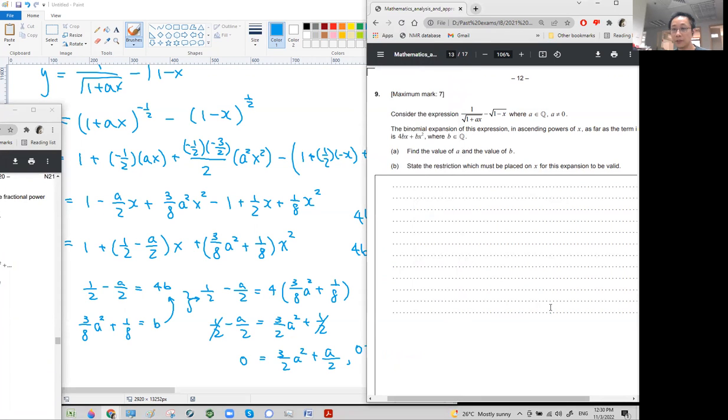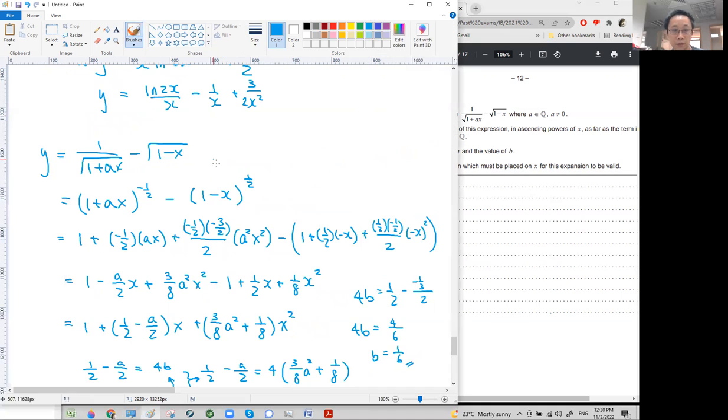State the restriction which must be placed on x for this expansion to be valid. So you've got 2 binomial brackets. If we scroll back up a little bit, for the expansion to be valid, we have to ensure that the thing that you're adding to or subtracting from the 1 itself is less than 1. So we have absolute ax less than 1 for the first condition. So absolute x is less than 1 over a, and a is negative 1/3, and this will translate into absolute x less than 3. So negative 3 less than x less than 3.